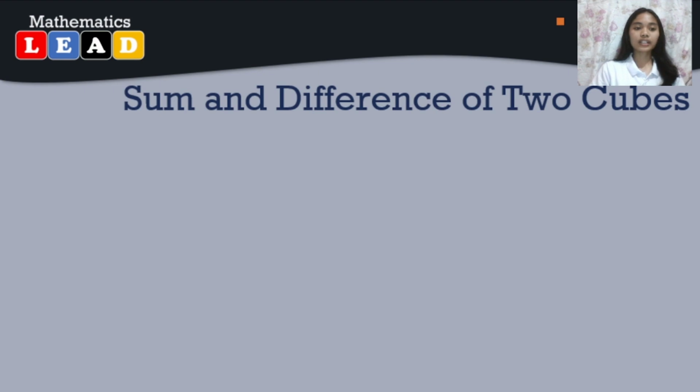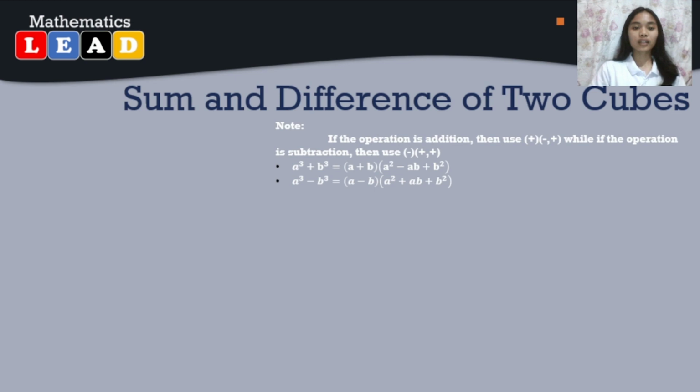So our third topic is sum and difference of two cubes. To factor a sum of cubes, we have the form: the quantity of a plus b times the quantity of a squared minus ab plus b squared. And to factor a difference of cubes, we have the form: a minus b times the quantity of a squared plus ab plus b squared.